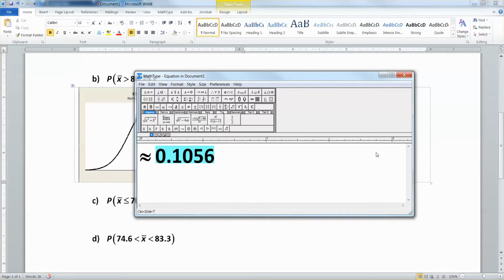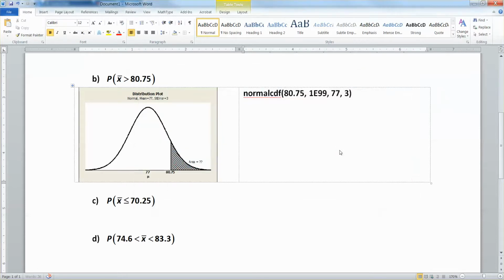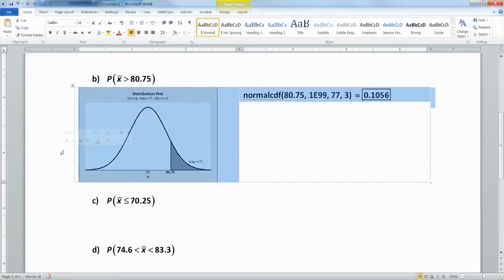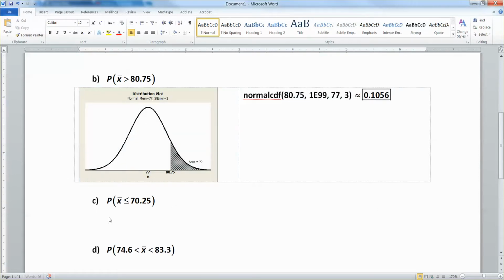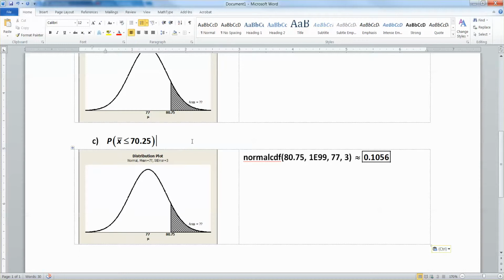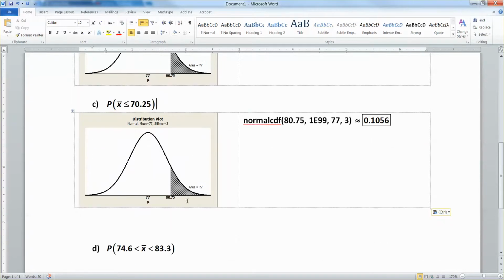Got it. All right, that part's done. Now let's do it again, but let's have it be for less than or equal to 70.25. 70.25, of course, is going to be on the left. So I'm going to go draw that picture. I'll be right back.